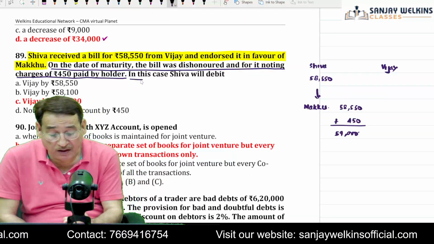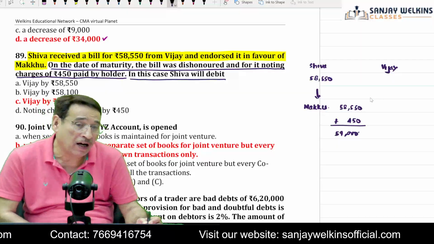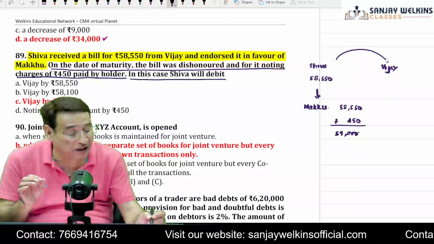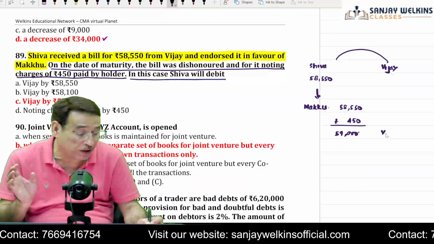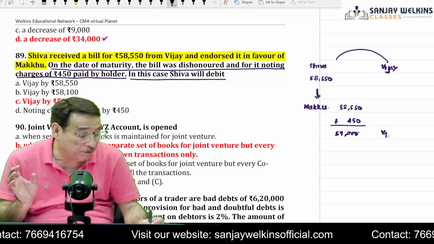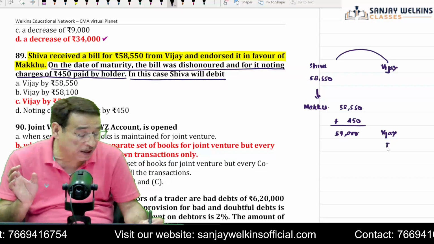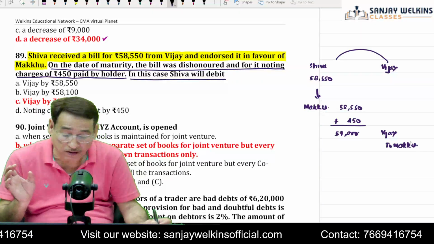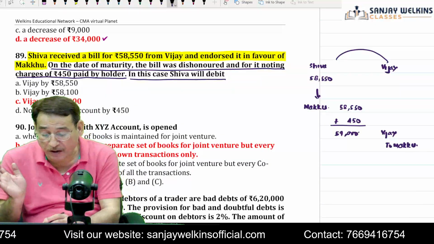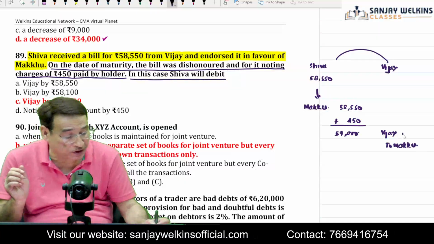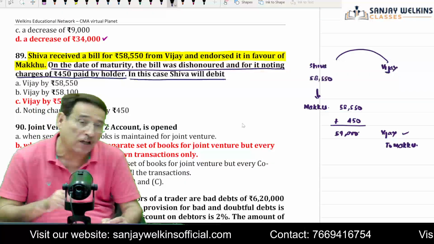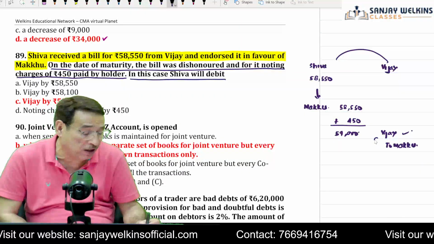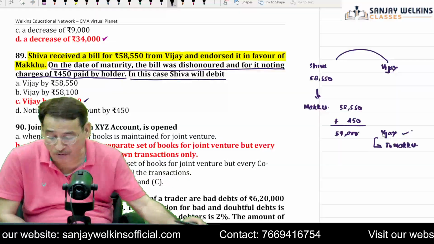So in this case Shiva will be debited. I have told you whenever the bill will get dishonored, the original debtor will be debited. So Vijay will have to be debited, number one. Vijay will have to be debited, and at the time of dishonor, the Makku will have to be credited. In this case, Shiva will debit Vijay by 59,000. Yes, Vijay will be debited by rupees 59,000. Is it clear to you? That means now we have to receive 59,000 from Vijay and we will have to give 59,000 to Makku.